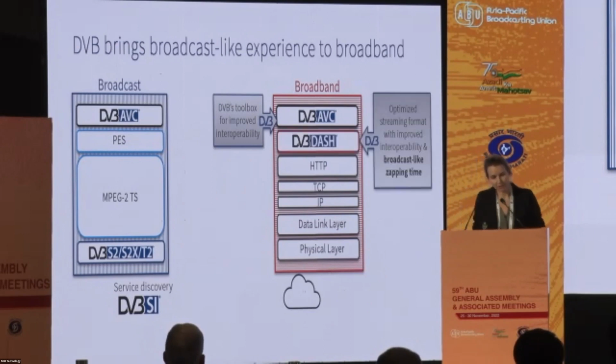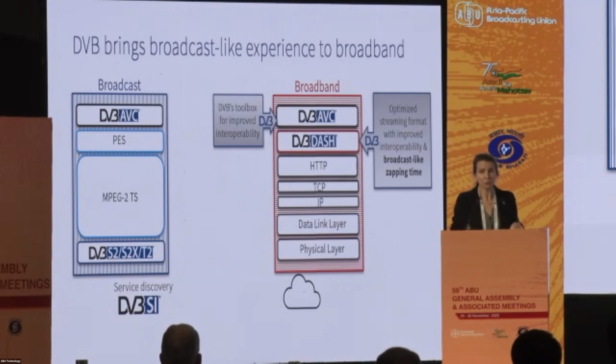Next, DVB-DASH is building on MPEG-DASH and bringing some more interoperability. It brings low latency also, to reduce the discrepancy between broadcast and broadband zapping times.